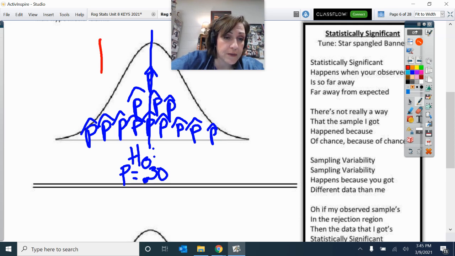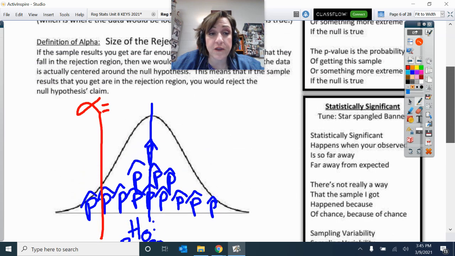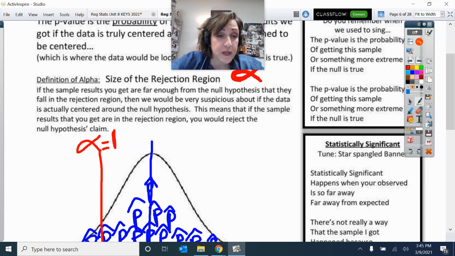And so I'm going to draw a line here. This is alpha. And we're going to end up later discussing a number for that. It will default to 5% if we are not told an alpha. Sometimes we're told an alpha, but if we are not told an alpha, then it might default to 5%. But we know that this is the size of the rejection region. Okay.